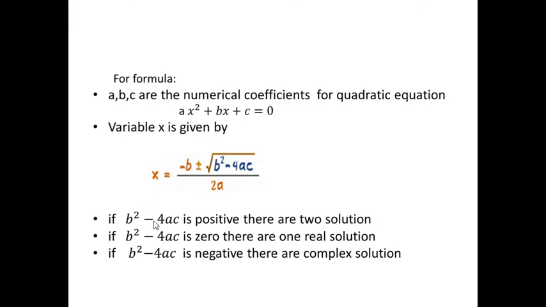If b square minus 4ac is positive, there are two solutions for this, the two roots x1 and x2. If b square minus 4ac is 0, there is only one real solution. If b square minus 4ac is negative, you have a complex solution. So these are the cases when this becomes negative, 0, or positive. Now let's look at this in depth.